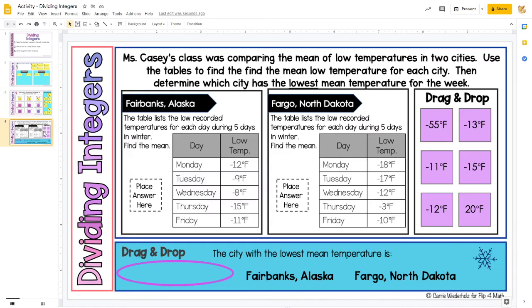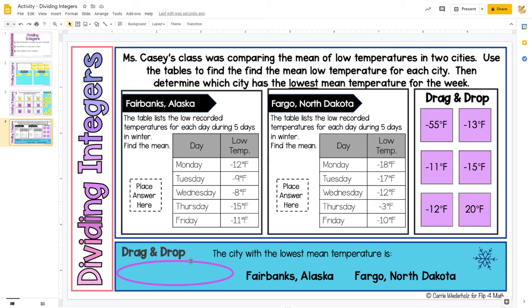Okay, this last one is kind of tricky, but it should be simple. So here it says, Miss Casey's class was comparing the mean of low temperatures in 2 cities. Use the tables to find the mean low temperature for each city. There's a typo there. Then determine which city has the lowest mean temperature on record. Remember, when dealing with negative numbers, the higher the negative number, the lower the temperature it is. So together we'll do Alaska, and you'll be in charge of North Dakota.